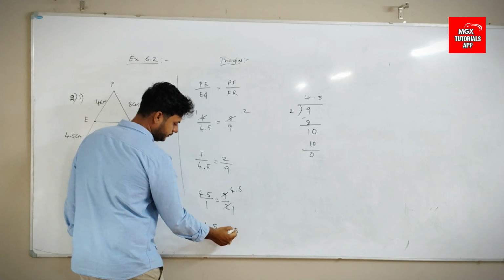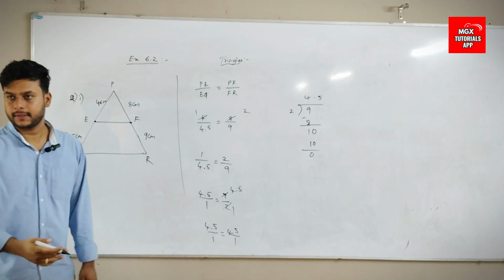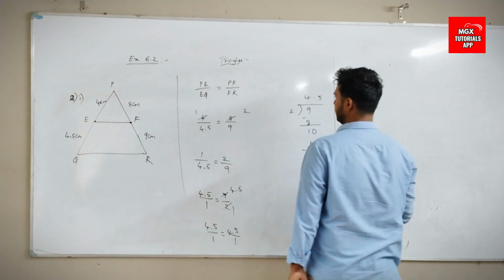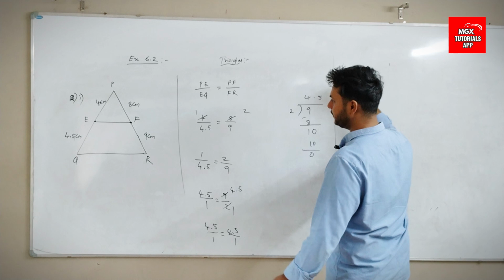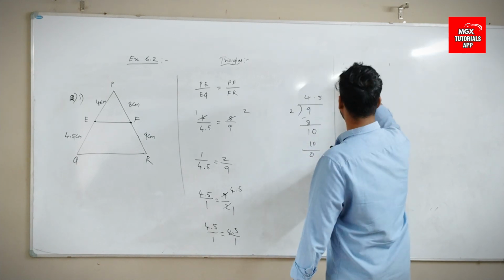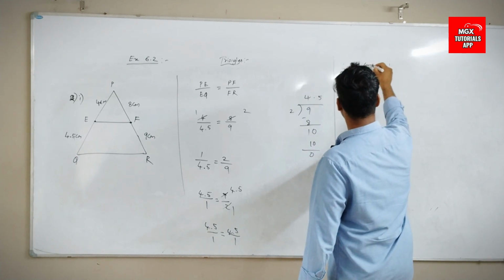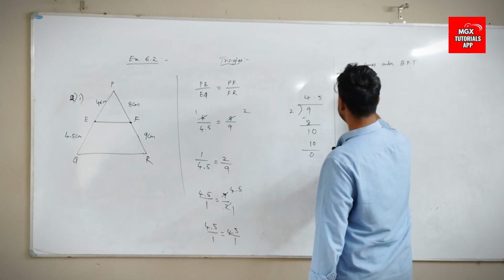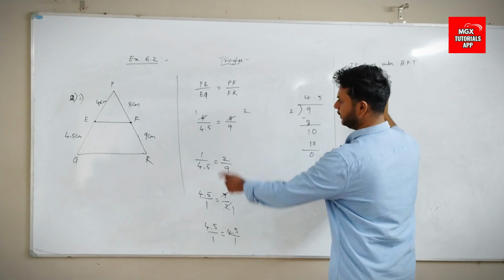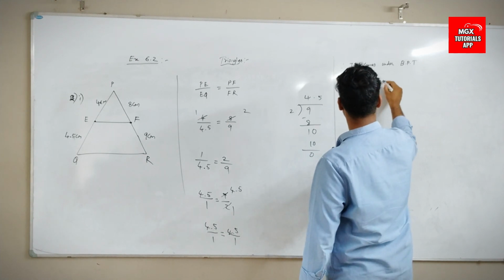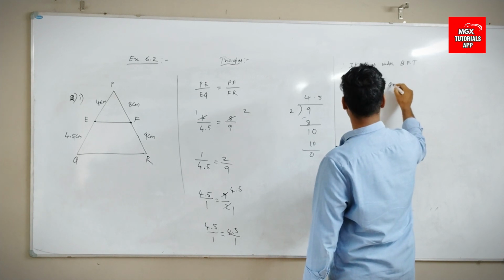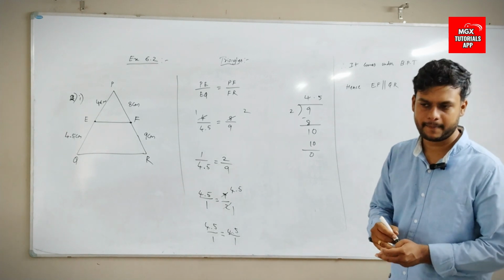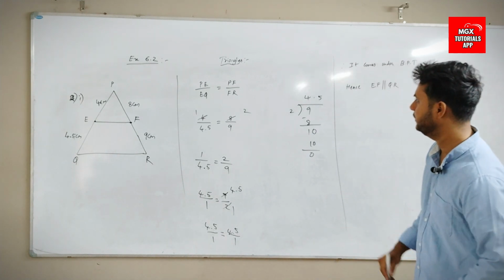How many got it? It is working. Understood? So here I got LHS is equal to RHS. Therefore, BPT is working. It comes under BPT. Hence EF is parallel to QR. Easy. Simplification is all you need. Take it. Right, fast.